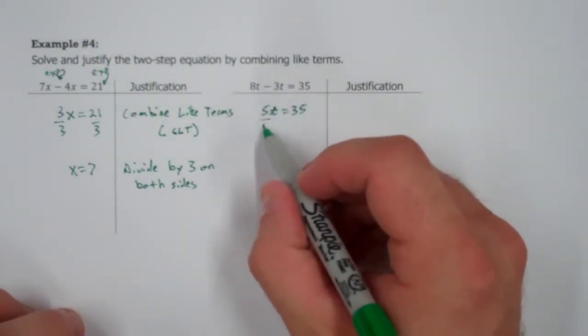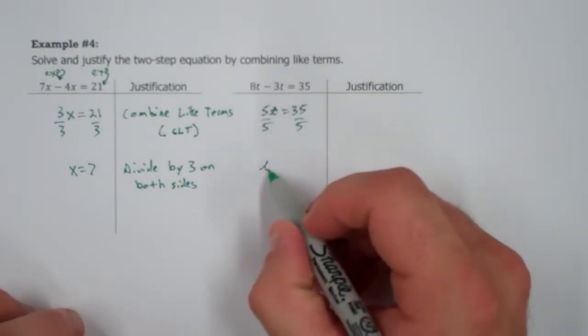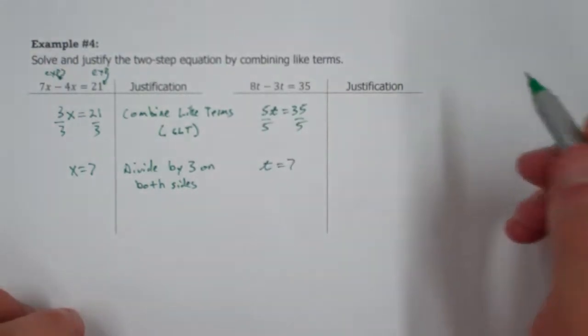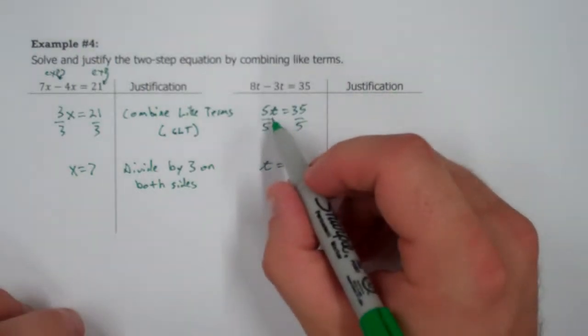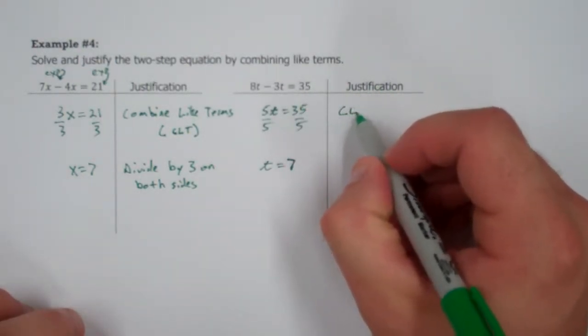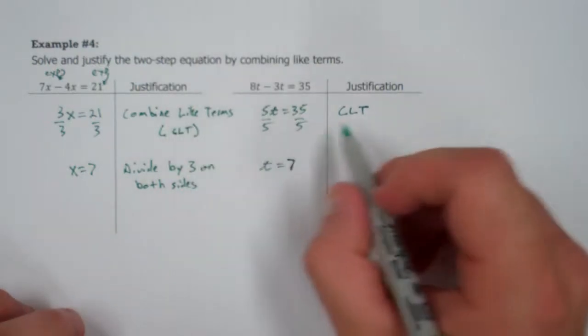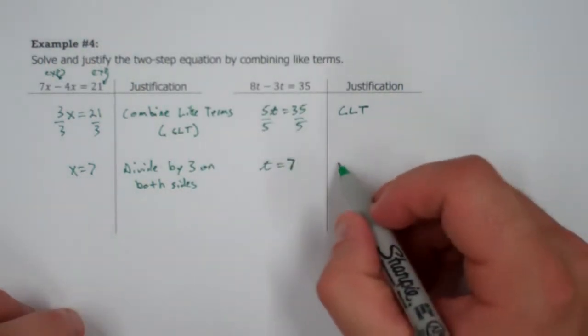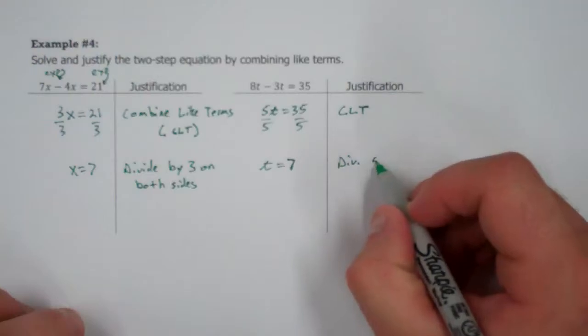Then we'll divide by 5 here, and t is going to be 7. So from this step to this step, all we did was combine like terms. Remember, that means combine like terms, CLT, and then we divided by 5 on each side.